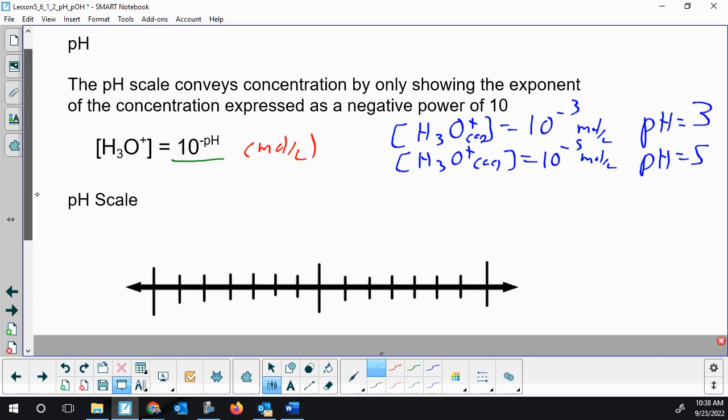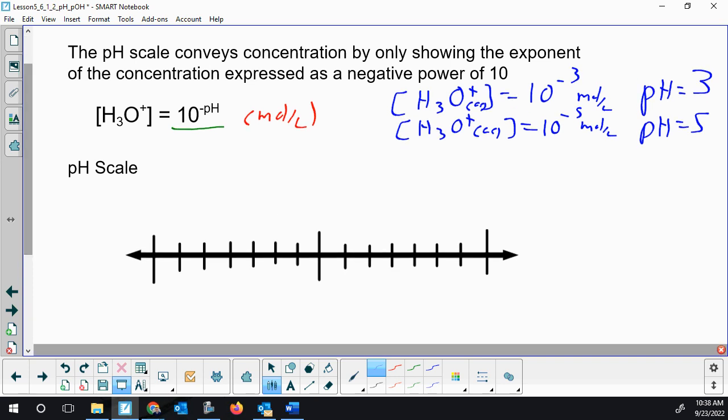Let's talk about the whole pH scale. I want to talk about pH on the top of my number line and hydronium concentration on the bottom. And I'm not going to write my units in all the time. They're all going to be mole per liter units on the bottom. pH has no unit, so there's nothing to express or convey.